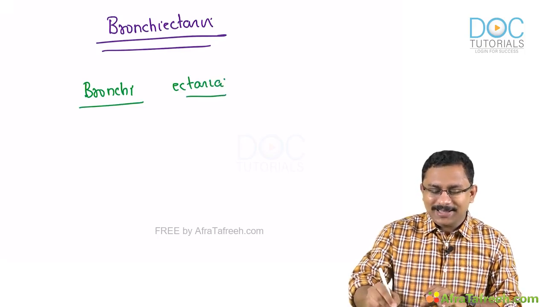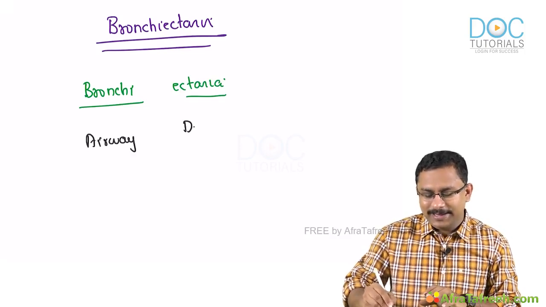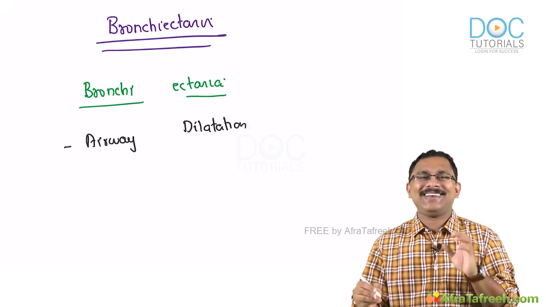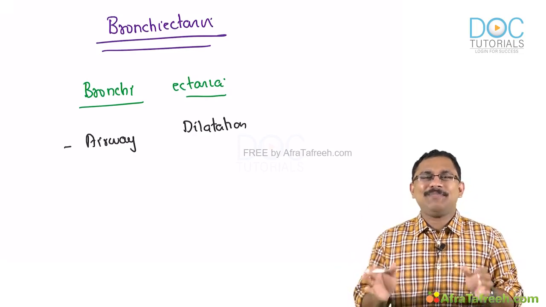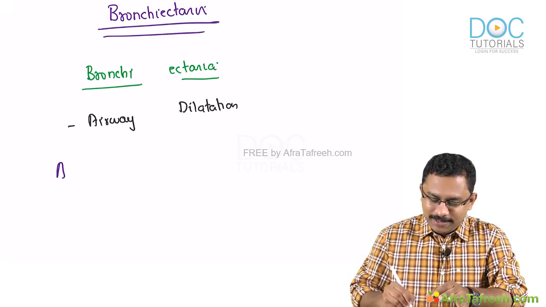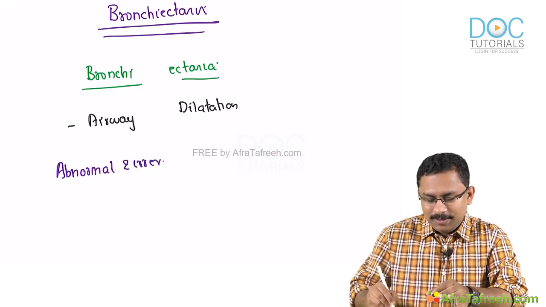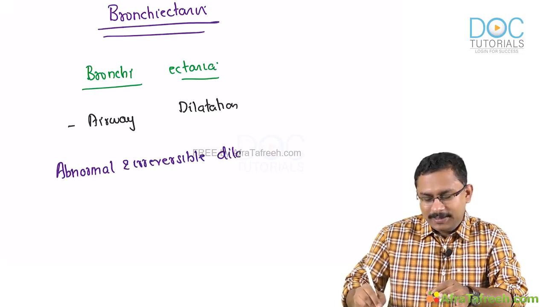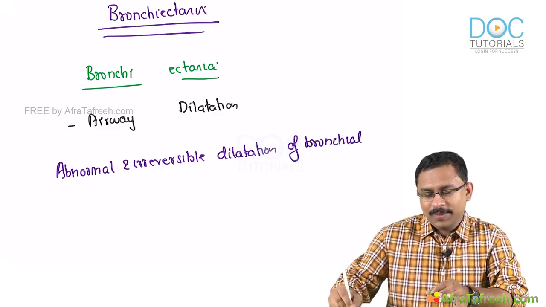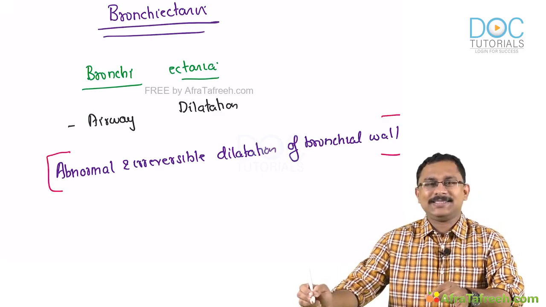So bronchi means it is some airway and ectasia means there is some dilatation. So in simple terms it is some dilatation of the airway. Putting it into a better definition, bronchiectasis is the abnormal and irreversible dilatation of bronchial wall. So that is what is referred to as bronchiectasis.